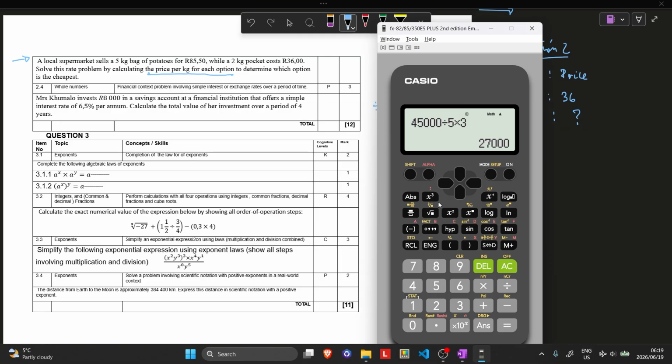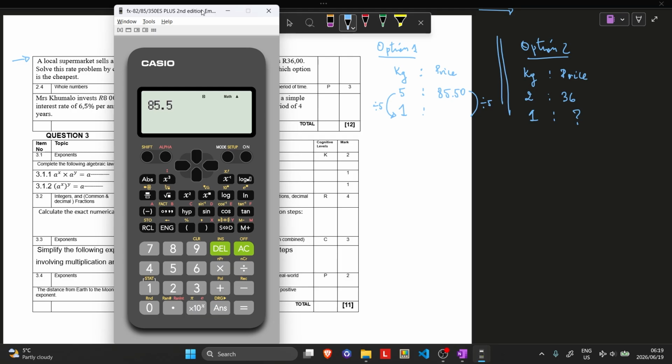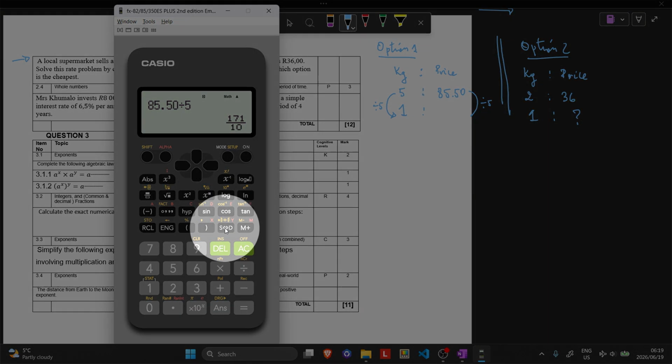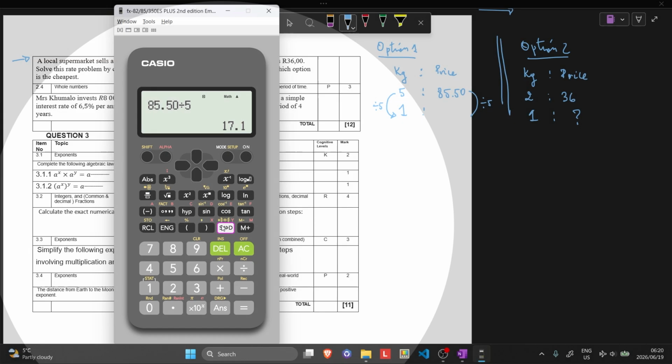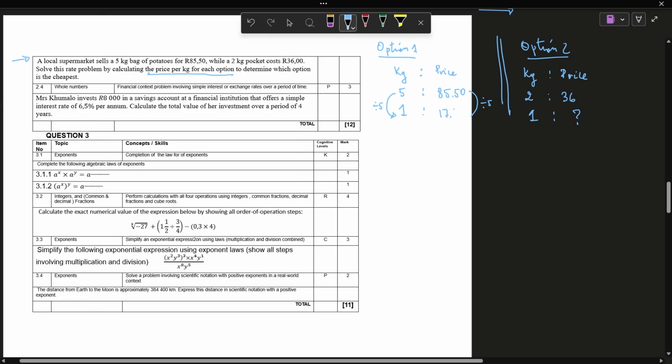So we go to our calculators again once more. I'm going to have 85.50. Sorry, not multiplication. We need to divide, divided by 5. Maybe I need to write it in decimal, so I need to use this button. Okay, so this will give me 17.10 basically. So in option 1, every kilogram costs 17 rand 10 cents.